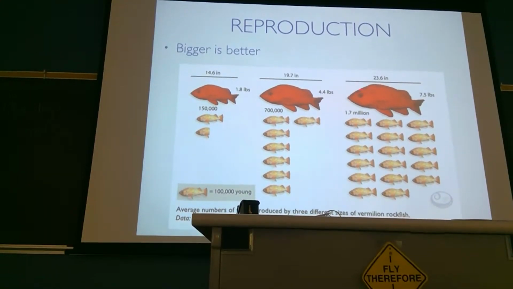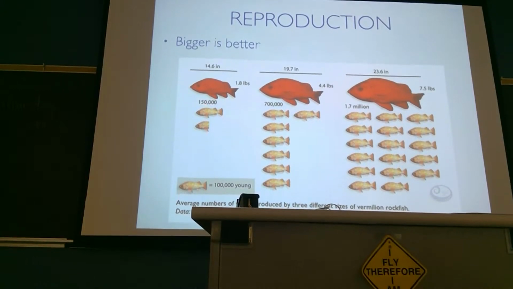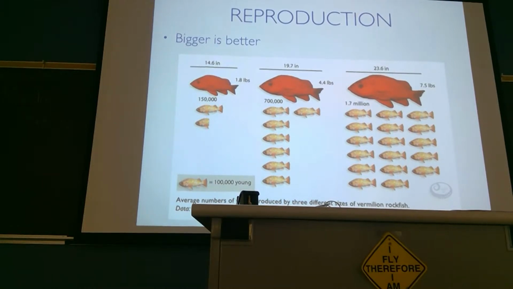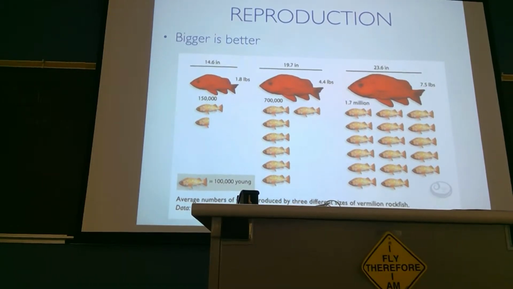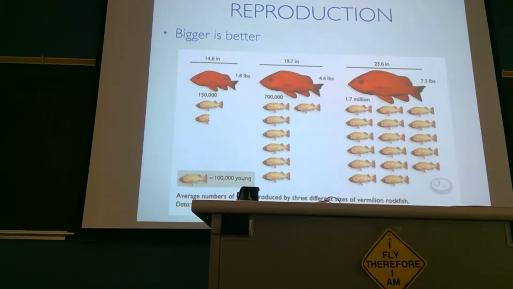Okay, we're talking about 10 inches of difference, and we're talking about like 2 orders of magnitude difference in the gametes produced. Okay, this has real consequences for our population. And you want your fish to grow and live long enough to be making lots of babies. That's how you maintain your population.